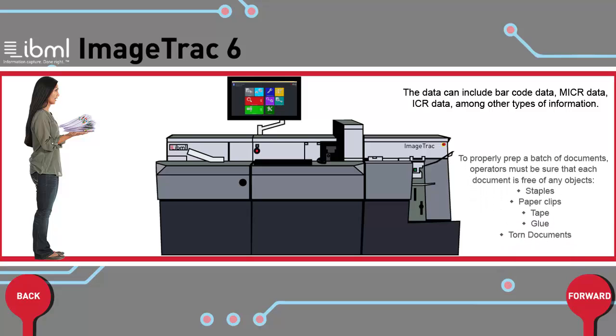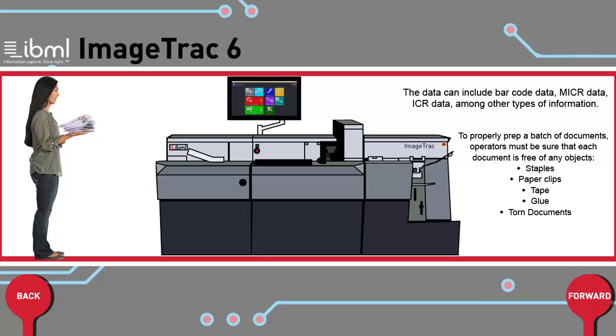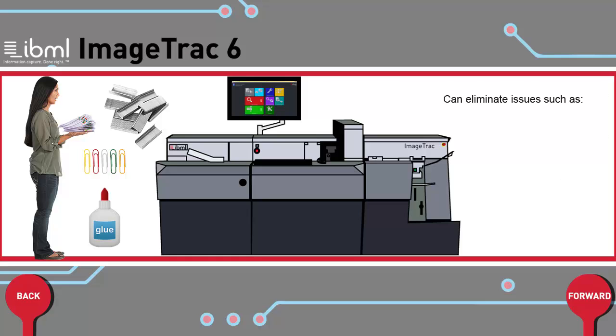To properly prep a batch of documents, operators must be sure that each document is free of any objects that might cause track issues, such as staples or paper clips, tape, glue, or torn documents. It's a simple yet very important step in the process because it can eliminate issues such as double feeds, skewed documents, and unexpected documents. Next, let's discuss the Image Server.